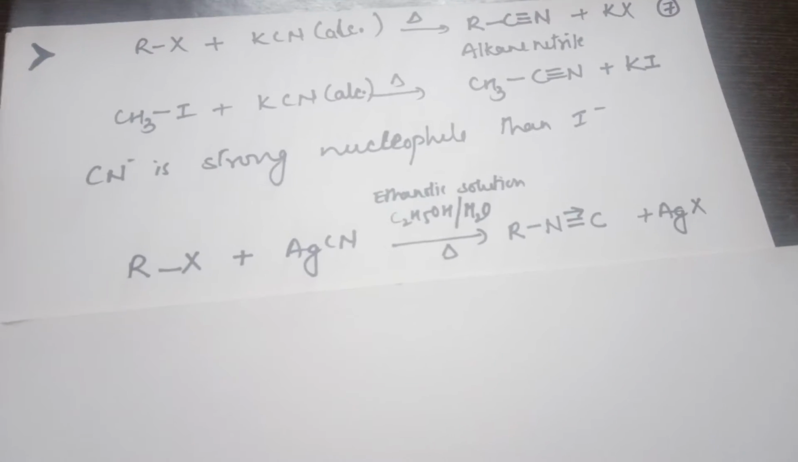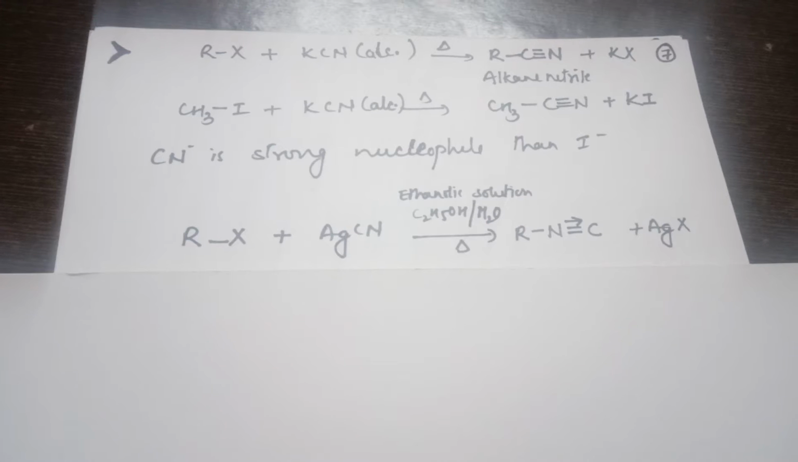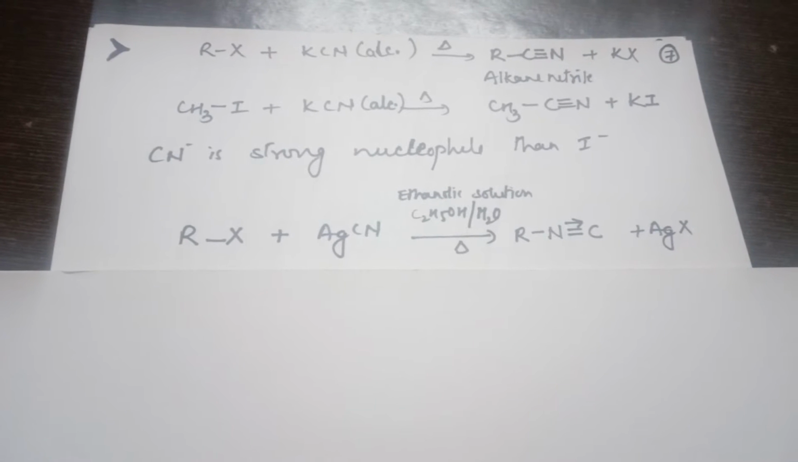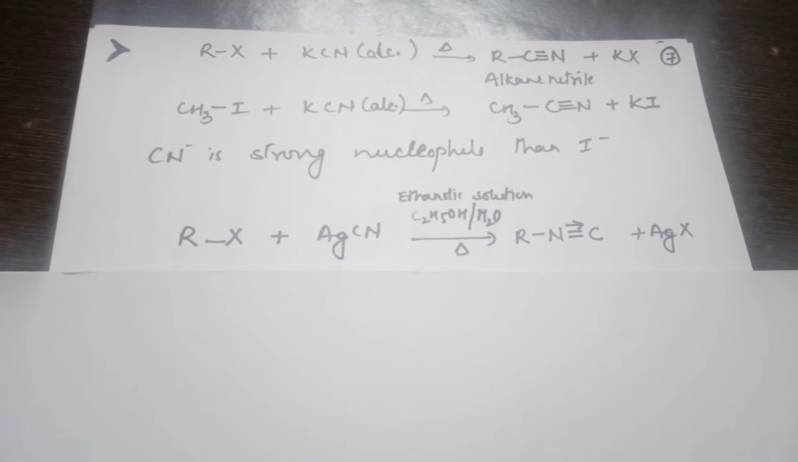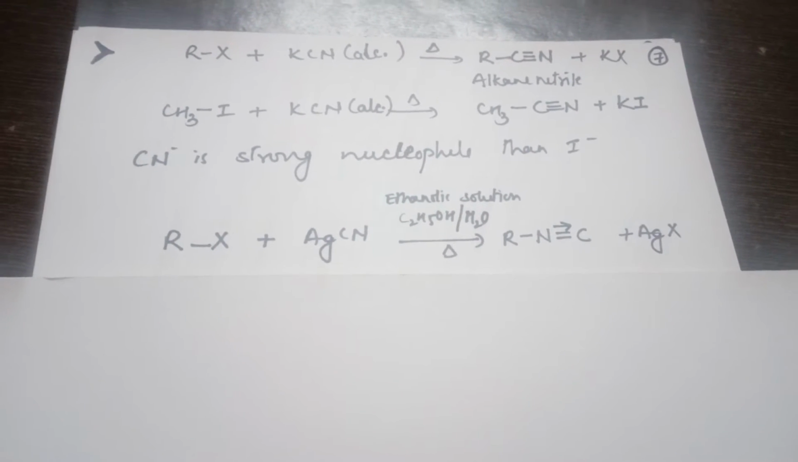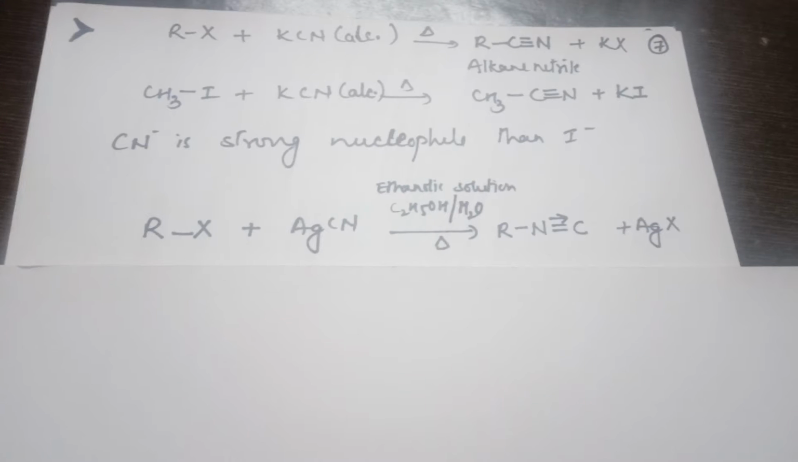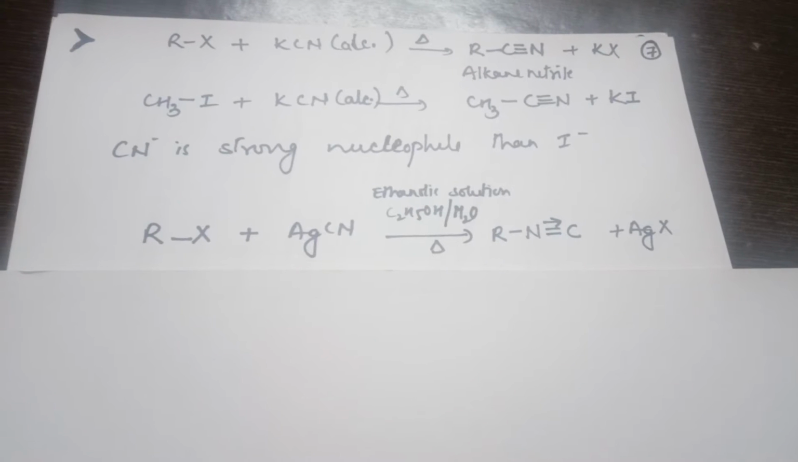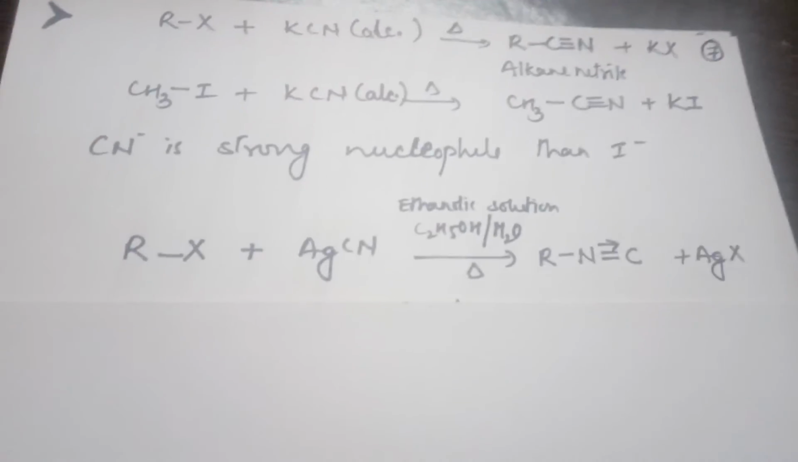Now if I take, in place of potassium cyanide, silver cyanide. RX, alkyl halide. Potassium is a metal, silver is a metal. Potassium cyanide I have taken in the alcoholic medium. It was resulting in the formation of alkane nitrile or alkyl cyanide. But when I am taking silver cyanide in the same ethanolic solution, in place of alkyl cyanide, I am getting alkyl isocyanide. If you see RNC here, it is alkyl isocyanide.